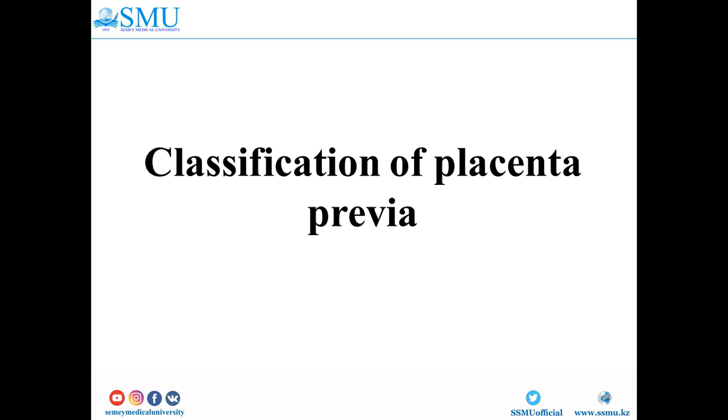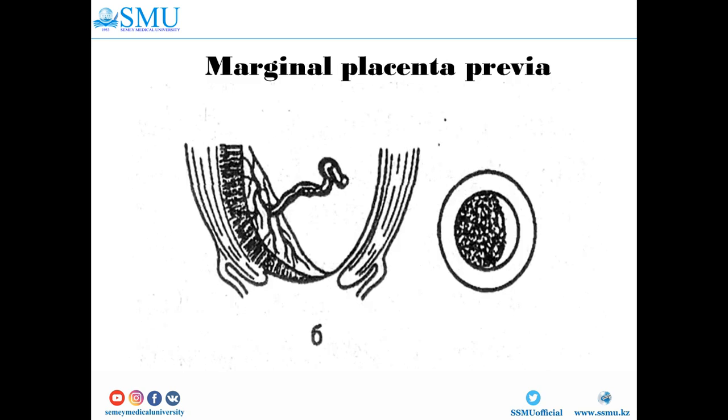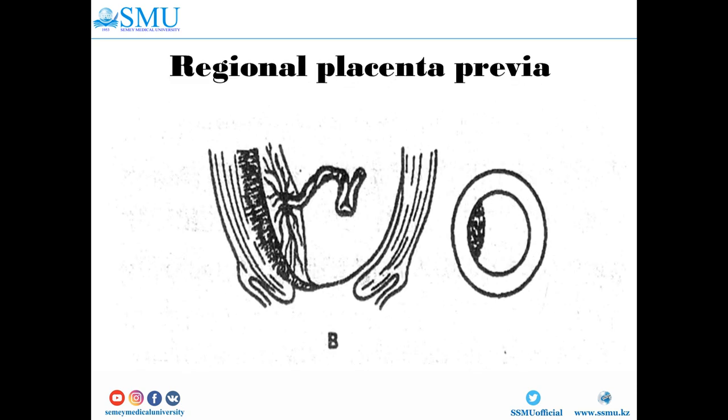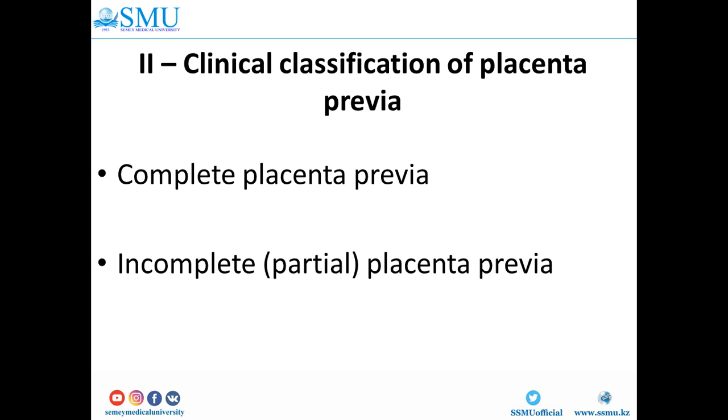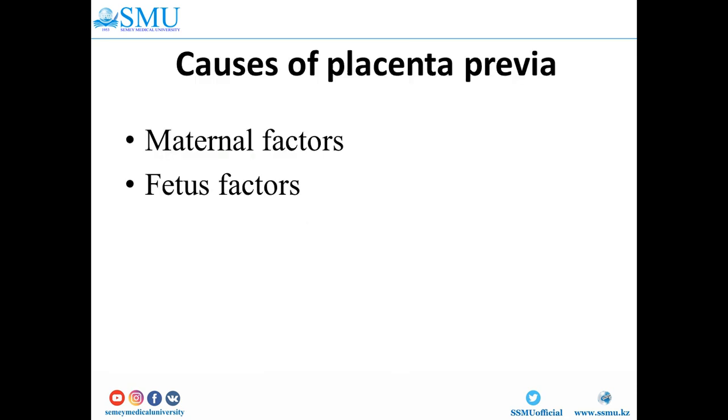Classification of placenta previa. Central placenta previa. Marginal placenta previa. Regional placenta previa. And clinical classification of placenta previa: complete placenta previa and incomplete or partial placenta previa. In this picture you can see partial and complete placenta previa. Causes of placenta previa divided into maternal and fetal factors.